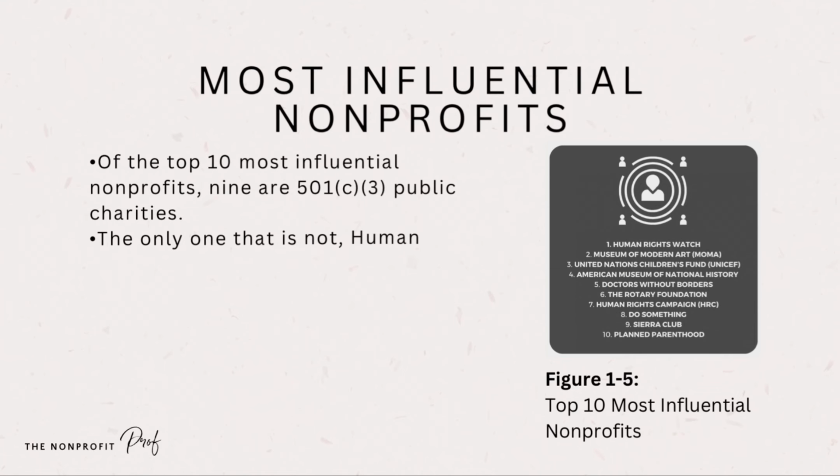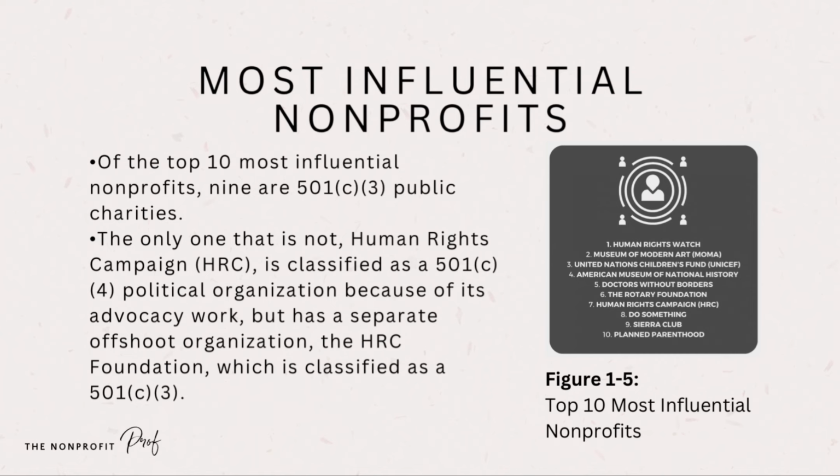Now let's take a look at some of the most influential nonprofit organizations. It's not surprising, given that we know the majority of nonprofit organizations, 72% of them, are classified as 501(c)(3)s, that 9 out of the 10 organizations on this top 10 most influential nonprofit list are 501(c)(3). And specifically, these are 501(c)(3) public charities. Of these top 10 most influential nonprofits, only one of them, the HRC, which is the Human Rights Campaign, is classified as something different. HRC is classified as a 501(c)(4) because they are a political organization.